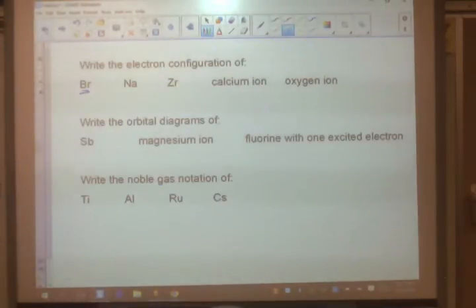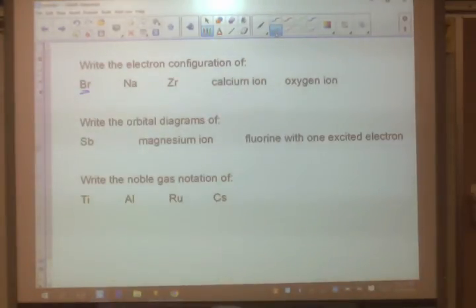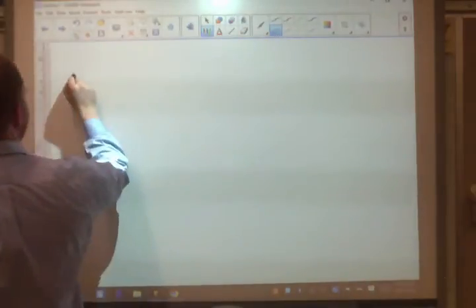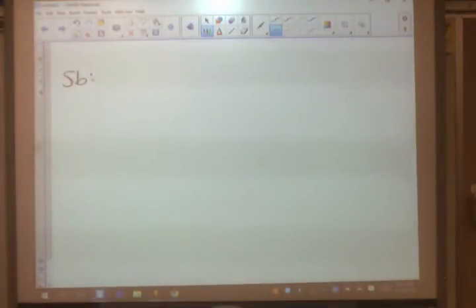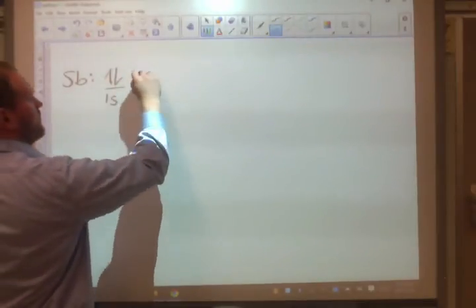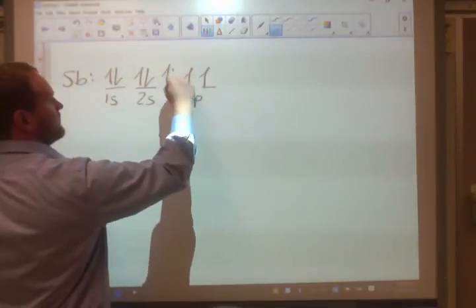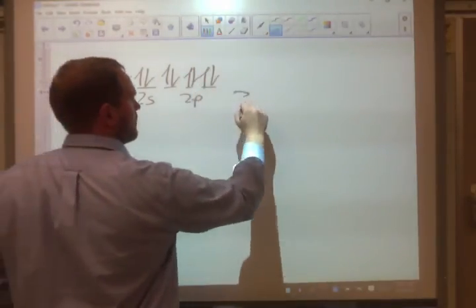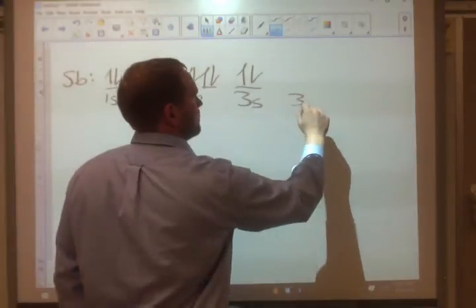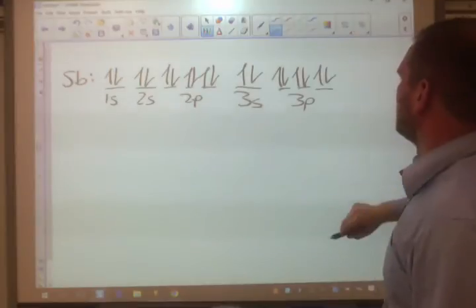All right, orbital diagrams. Sb, that is antimony. Yes, number 51. All right, so I'm just going to look ahead to see where it's going to end. It looks like it's going to end in 5p3. So I'm going to do everything before then. 1s2, 2s2, 2p gets 3 lines. Here's your 2p6. Here's your 3s2. Here's your 3p6. I'm breaking my own rule here because I know they're all going to be filled.